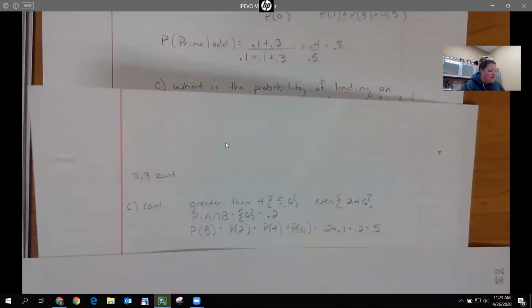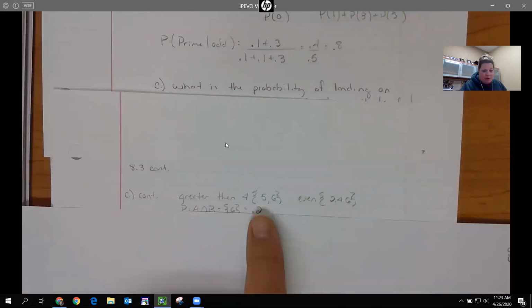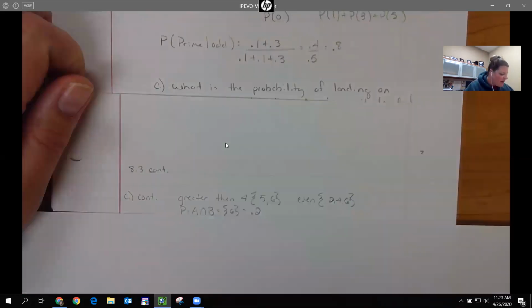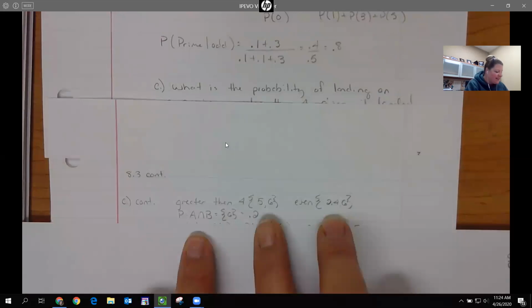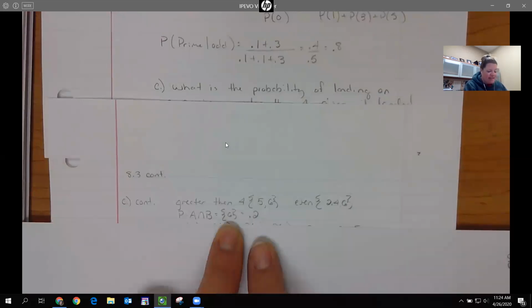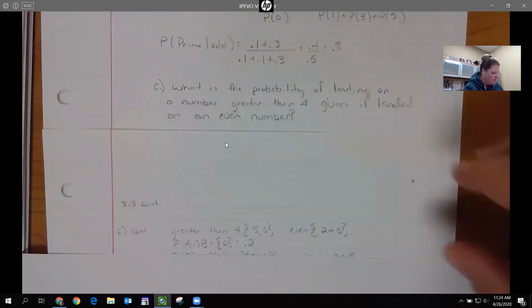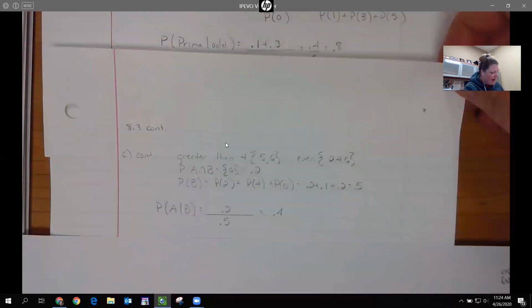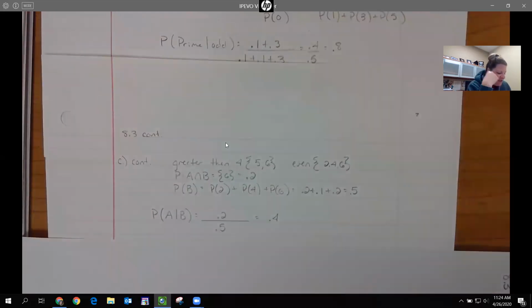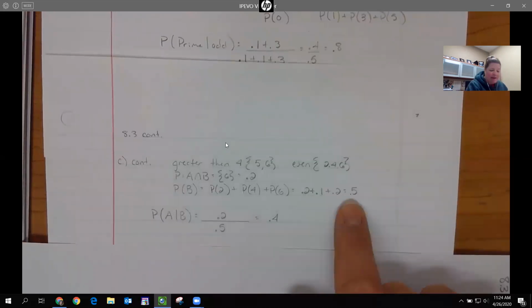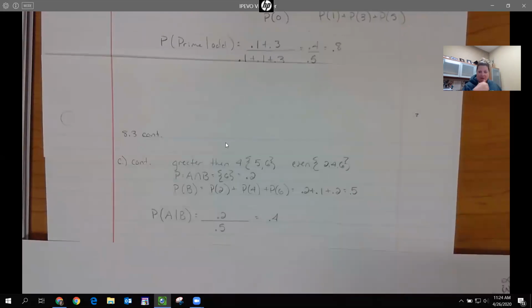So what are we going to do? We're going to figure out those two first. Then the intersection of these two sets is just the number 6, which has a probability of 0.2. So the intersection is 0.2. Then we have to divide it by the probability of just that second set, which was even. Even is 2, 4, and 6, so we add up 2, 4, and 6, and we get 0.5. That'll be our denominator, and our numerator is 0.2, and then we divide to get 0.4.